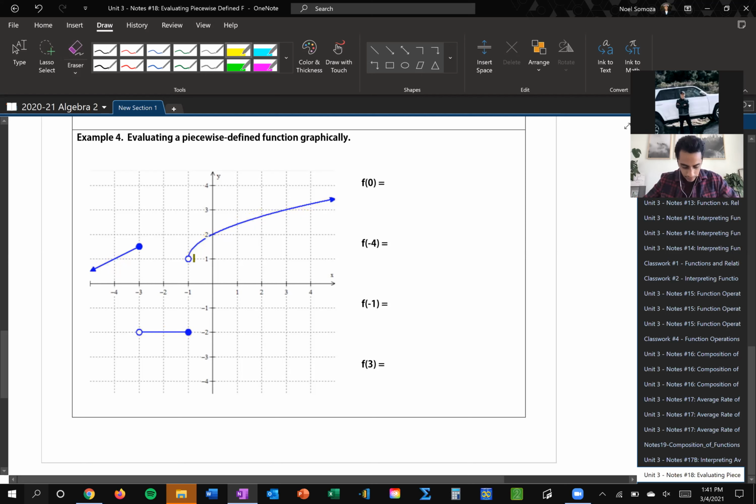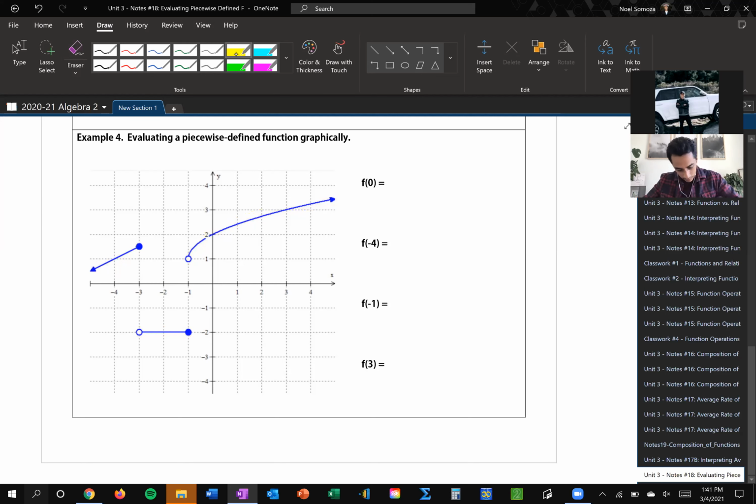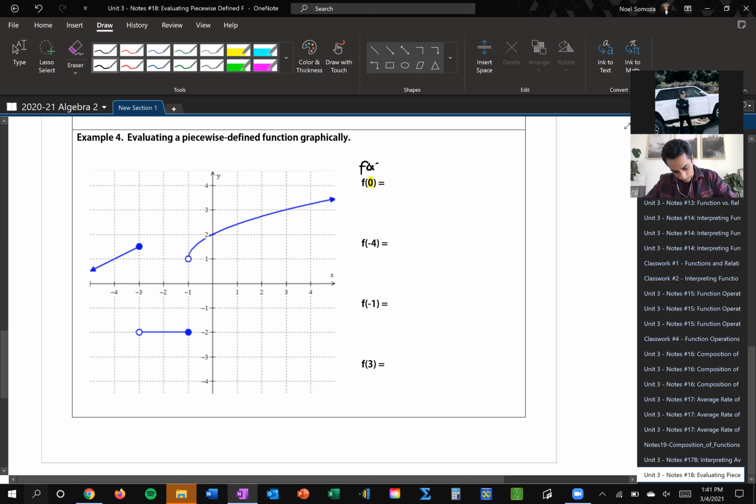All right, let's talk about now those outputs. All right, f of 0, right? When x is 0, what is my output? Yeah, it's just 2, right? We go right up to meet the graph, +2, nice and easy. All right, let's talk about when x is -4. We're gonna go to -4 along the x-axis. What's my output? Yeah, +1, very good.